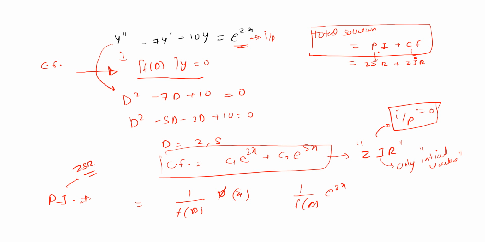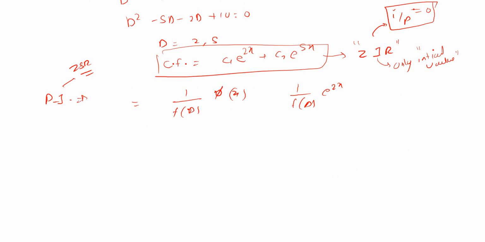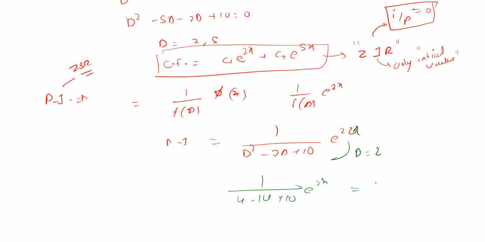So the PI is 1 upon (D^2 - 7D + 10) times e^(2x). We replace D with 2. If we put D = 2, we get 4 - 14 + 10, which equals 0, so we get infinity. It means your condition failed.